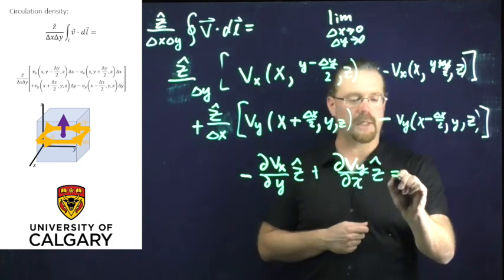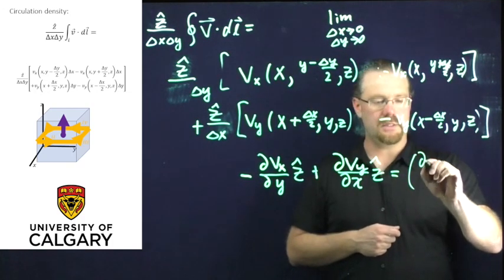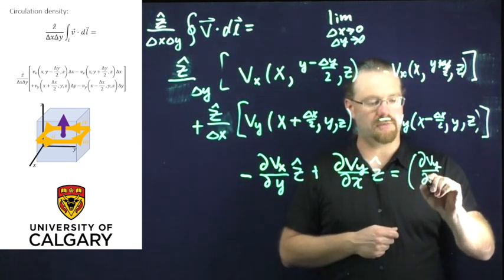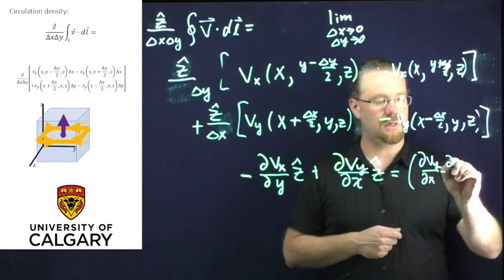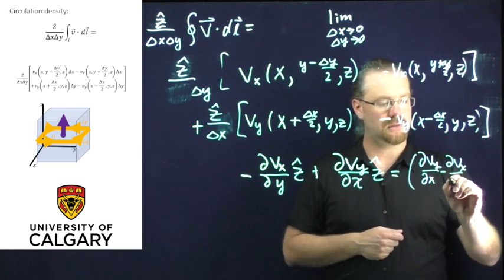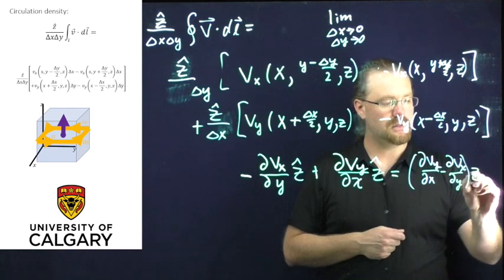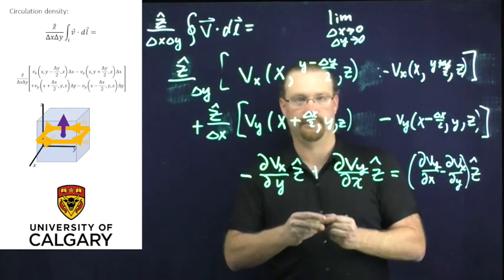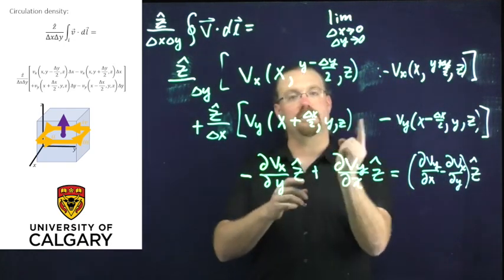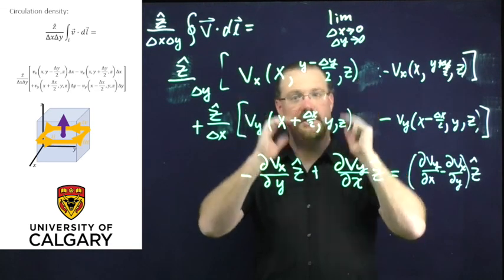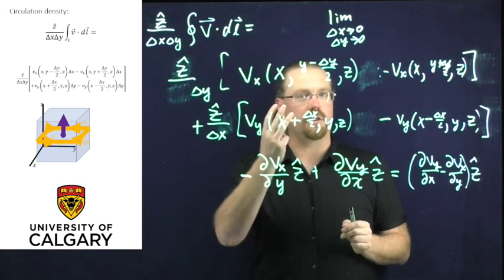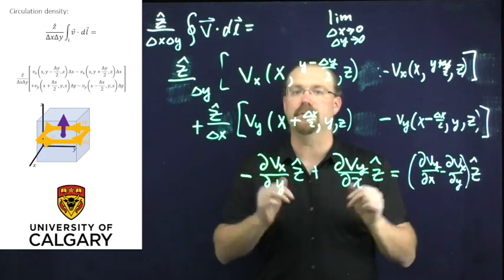Now, we normally just rewrite this as dVy dx minus dVx dy, z hat. That was for the first belt. We can use our imaginations for the second and third belt in order to save spilling some ink.